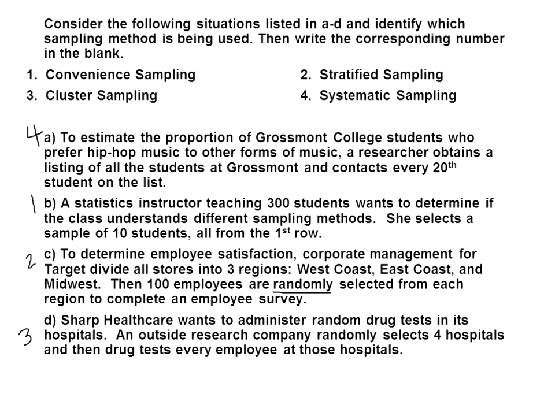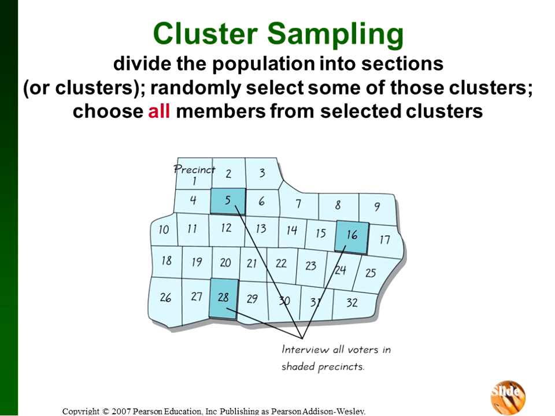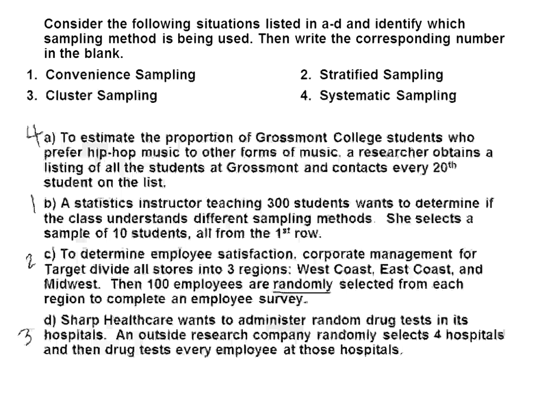Sharp Healthcare wants to administer random drug tests in its hospitals. An outside research company randomly selects 4 hospitals and then drug tests every employee. So once you divide them into groups, if you're looking at every one in that group, all members, that's your cluster sampling. Good? All right. So that's what homework 1 is.